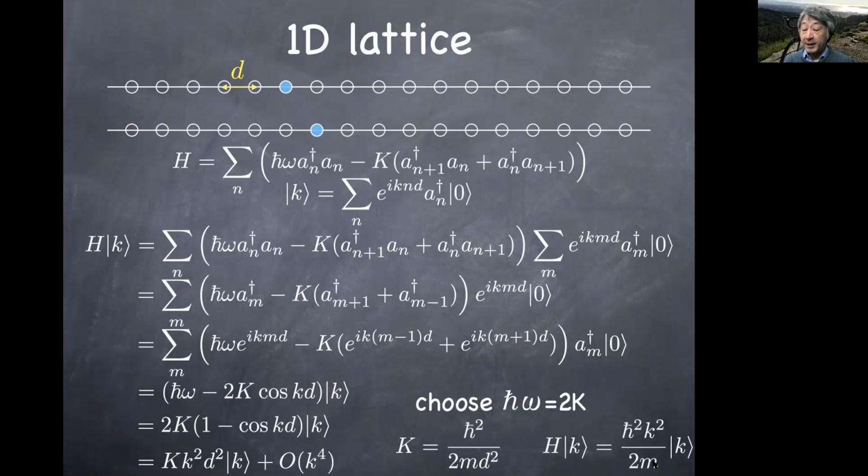Now things start to look familiar. This is nothing but the energy of a free particle, p squared over 2m, where in quantum mechanics momentum is given by h bar times the wave number k, and that's the de Broglie relation for a matter wave. So if you choose h bar omega to be 2K, and if you further choose K to be h bar squared over 2md squared, you expect that this Hamiltonian on a one-dimensional lattice would reduce to a free particle on continuum space by taking the limit where d goes to 0.